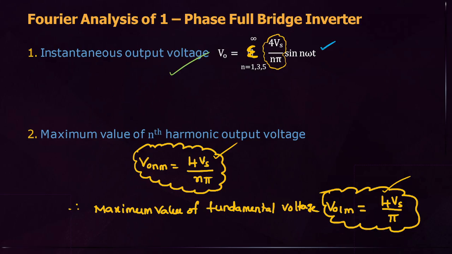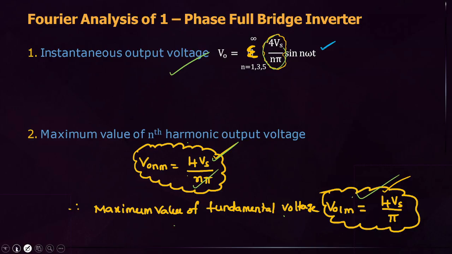What is the maximum value of the nth harmonic output voltage? This is the maximum value of the nth harmonic. How to find the RMS value? Maximum value by root 2. This is the maximum value of the nth harmonic. What is the maximum value of the fundamental? If you have to calculate the maximum value of the fundamental, substitute n equal to 1: 4Vs by pi.